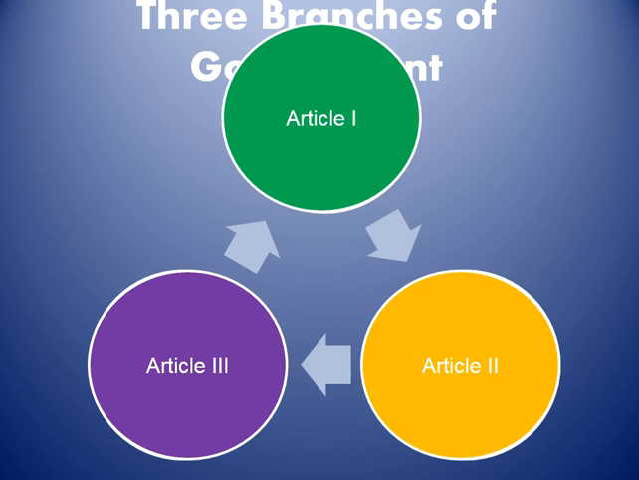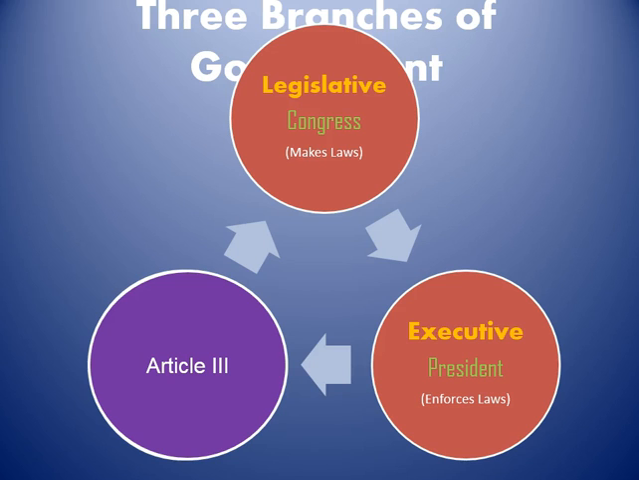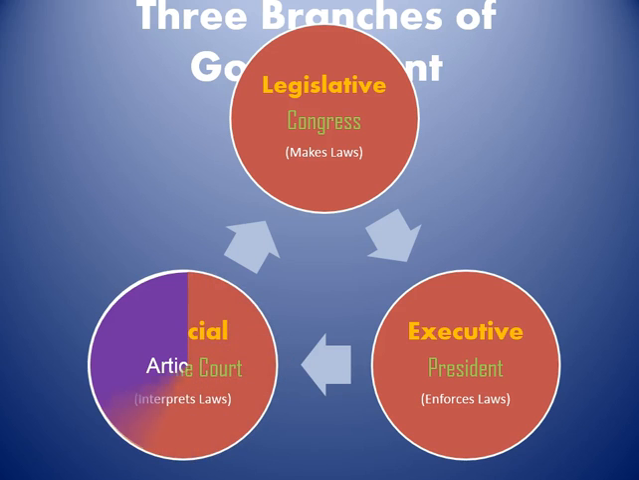So again, if we look at the three branches of government, we know that Article 1 sets up the legislative branch. Their job is to make the laws. Article 2 sets up the executive branch. Their job is to enforce the laws. And Article 3 sets up the judicial branch. Their job is to interpret the laws. So again, if we're looking at interpretation, essentially we are looking at either judicial activism or judicial restraint.